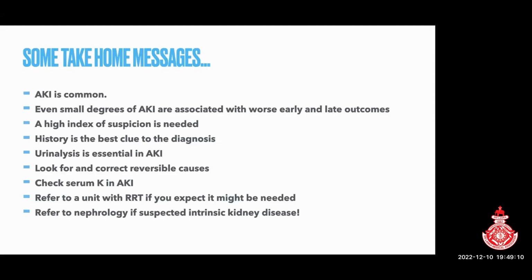Right. So a few take-home messages from my lecture. Acute kidney injury is common. Even small degrees of AKI are associated with worse early and late outcomes. You need to have a high index of suspicion when you are dealing with patients with AKI to detect AKI. And the history is really the best clue to the diagnosis. You have to do urine analysis in AKI. Look for and correct any reversible causes.